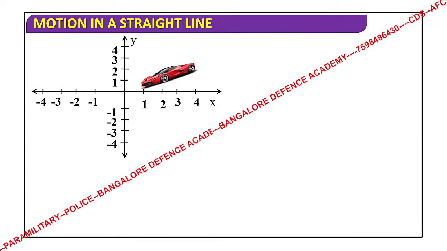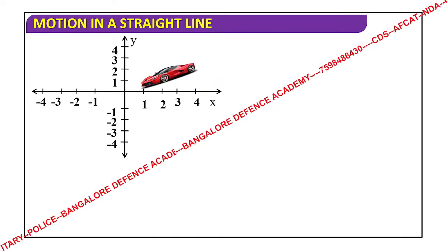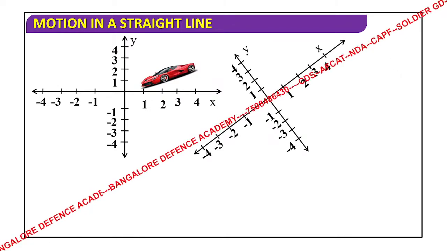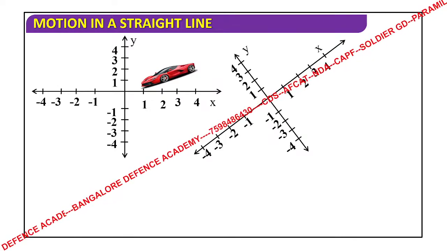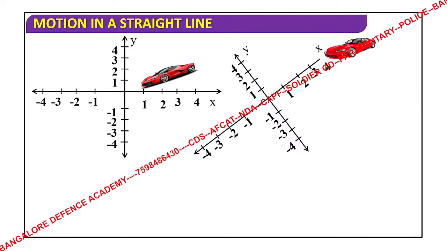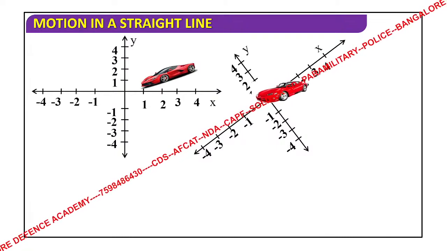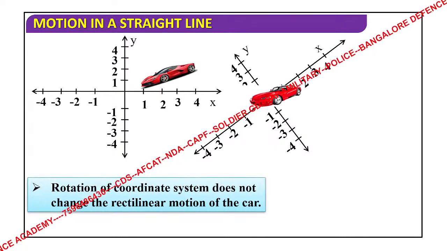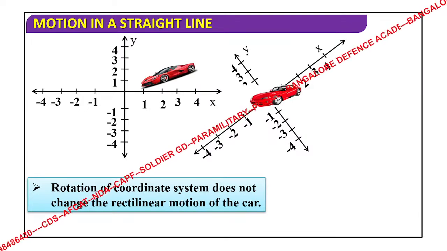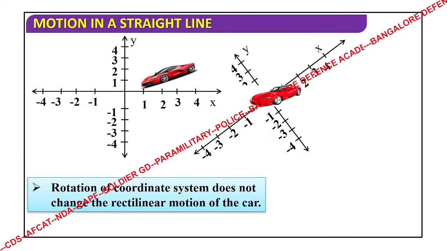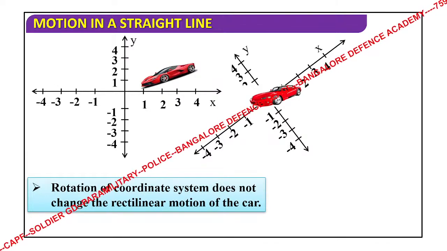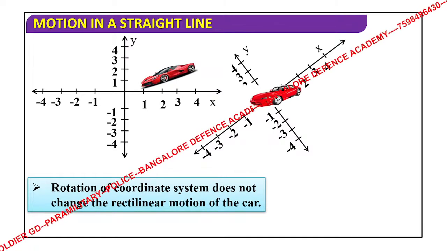Look at this now. Here you have an x-axis and y-axis, plus x and minus x, plus y and minus y. Okay, and if I tilt this axis up to a certain angle, and now I take readings of a car moving in a straight line. The rotation of the coordinate system does not change the rectilinear motion of the car. If I rotate the axis, it's not going to change the rectilinear motion. That means it is always moving in a straight line. The car direction will be in the straight line.